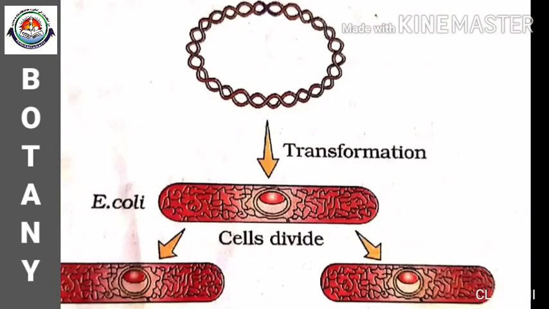When the recombinant DNA is formed, it is to be transferred into E. coli. And with the help of DNA polymerase enzyme within the E. coli, the DNA will replicate and produce multiple copies of DNA.